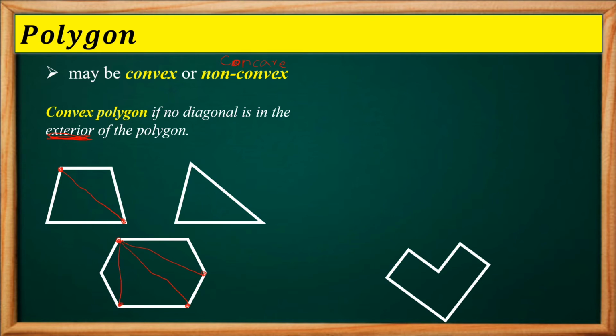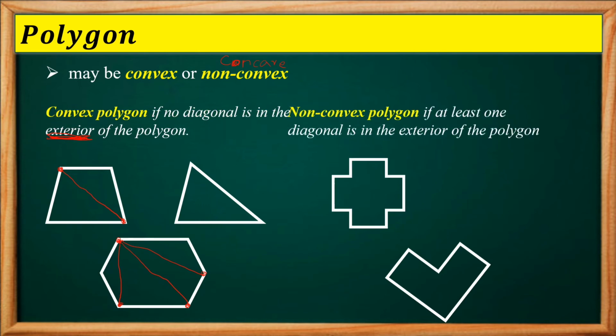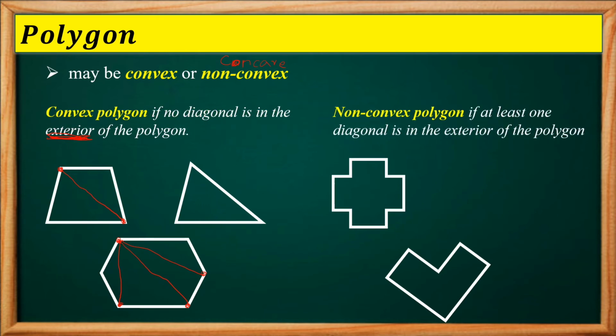Walang diagonal na nandun sa labas ng polygon. Then, all of these polygons are what we call convex polygons. Now, if we will say non-convex polygon, if at least one, ibig sabihin at least one, kahit isa lang, na the diagonal is in the exterior of the polygon. Nasa labas ng polygon. Example on this figure.